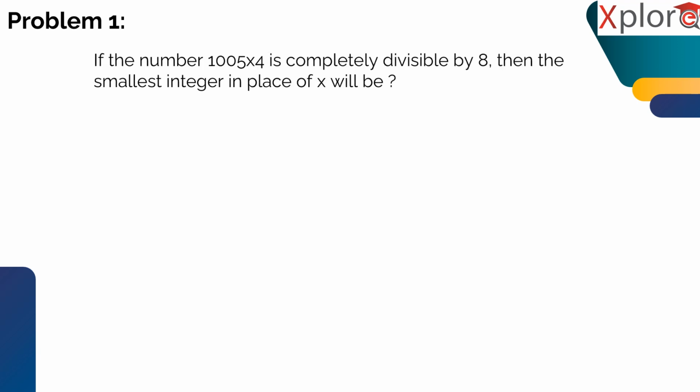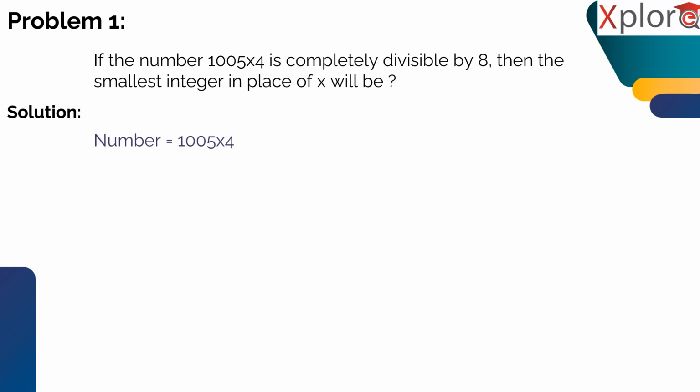Since we have finished all the divisibility rules, let's see some problems on the same. The first problem. The given question is, if the number 1005x4 is divisible by 8, then the smallest integer in the place of x will be. Now let's see the solution.